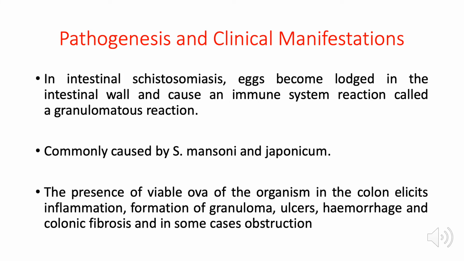In some cases, the eggs are deposited along the intestinal wall. And this is commonly seen in infections caused by Schistosoma mansoni and Schistosoma japonicum. And I don't think I need to explain to you why. Now, the problem is the presence of the deposited eggs will trigger inflammation and granuloma formation, which will eventually cause episodes of bleeding, diarrhea, and formation of fibrosis along the colon, and in some cases, can even lead to obstruction.